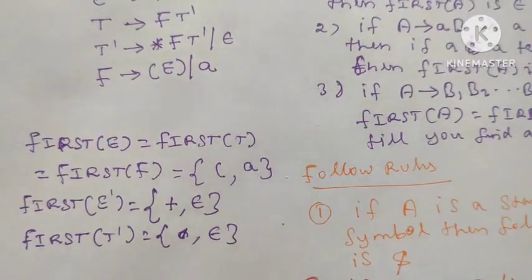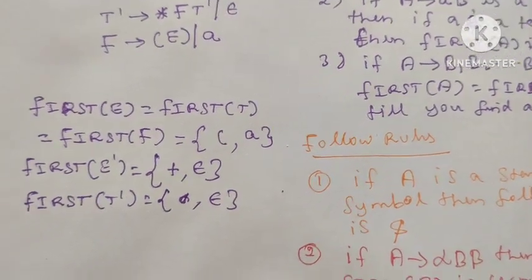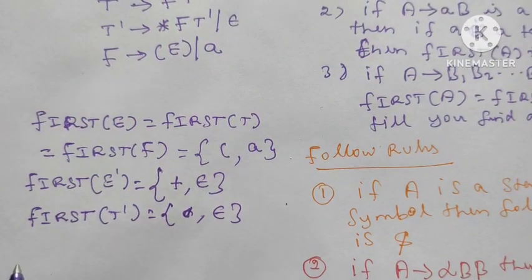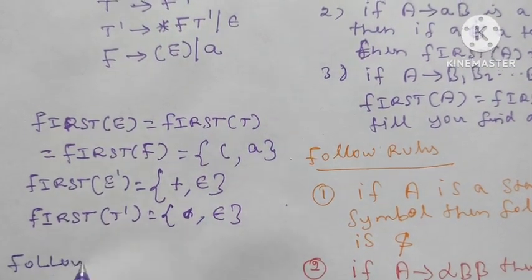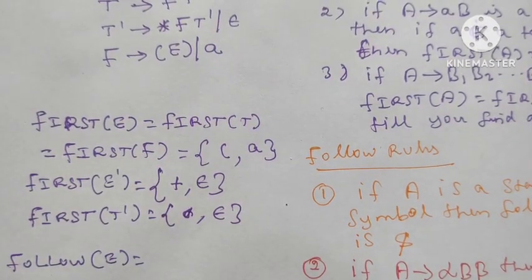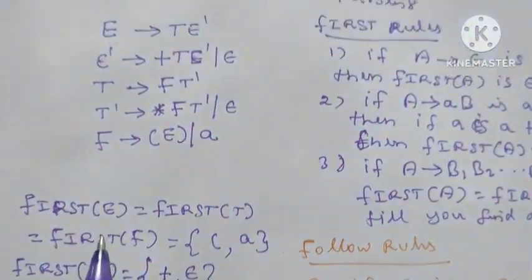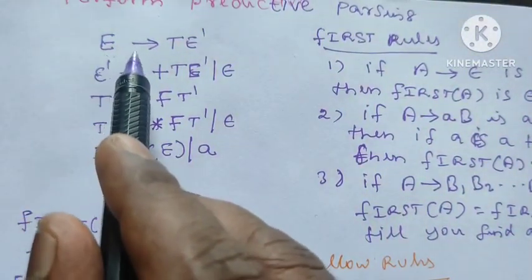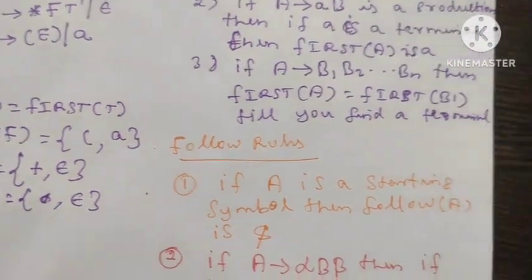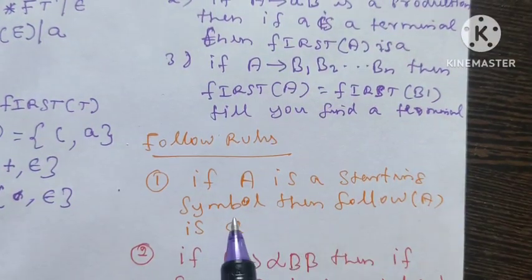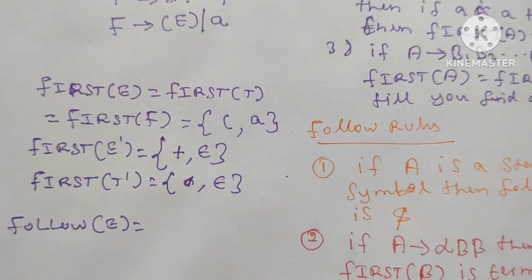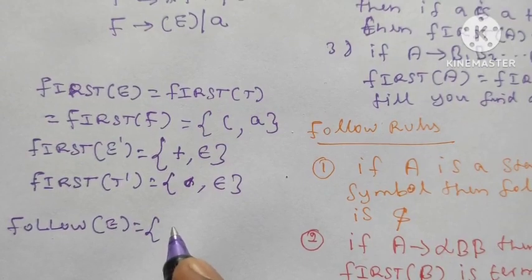Now similarly, we have to find the follow. How to find the follow? Now when you take follow for E, E is actually called a starting symbol, since this is the first production. What rule number 1 says in the follow rules is that if A is a starting symbol, then follow for A is dollar. Since E is a starting symbol, for follow for E, the first answer is dollar.